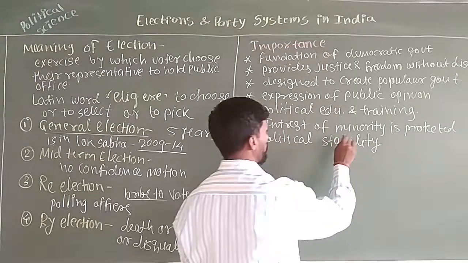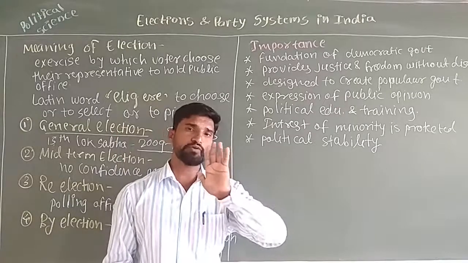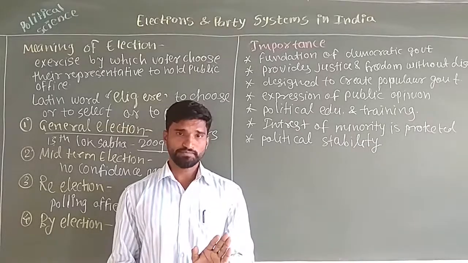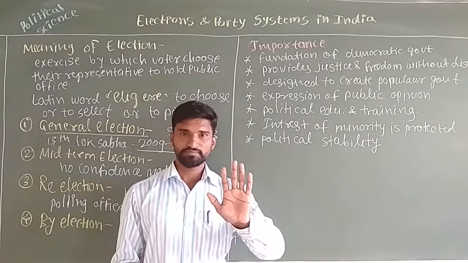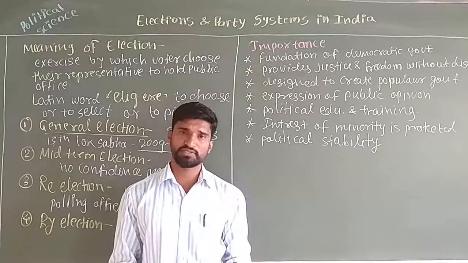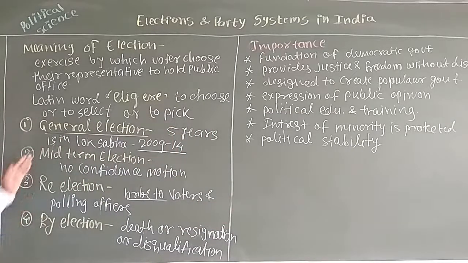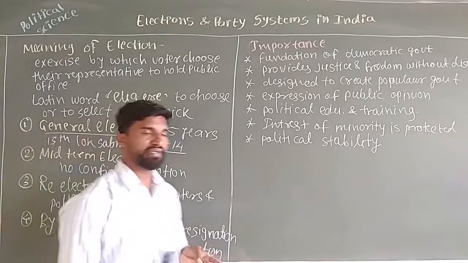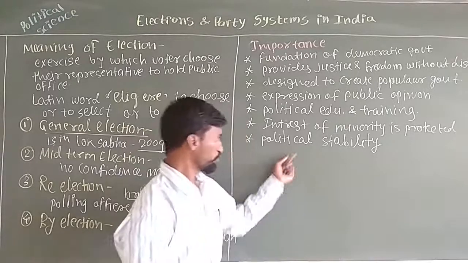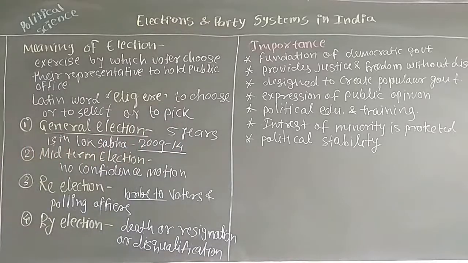Political stability is going to be provided. Once a representative gets elected, he will remain on the post for 5 years, and the government will run smoothly, normally for 5 years. So for 5 years there will not be any kind of problem, no elections. If any problem arises, then these kinds of elections may be conducted. It may be midterm, re-election or by-election, if any problem is there. Okay, so the political stability will be provided with the help of election, and that will make a democracy successful.